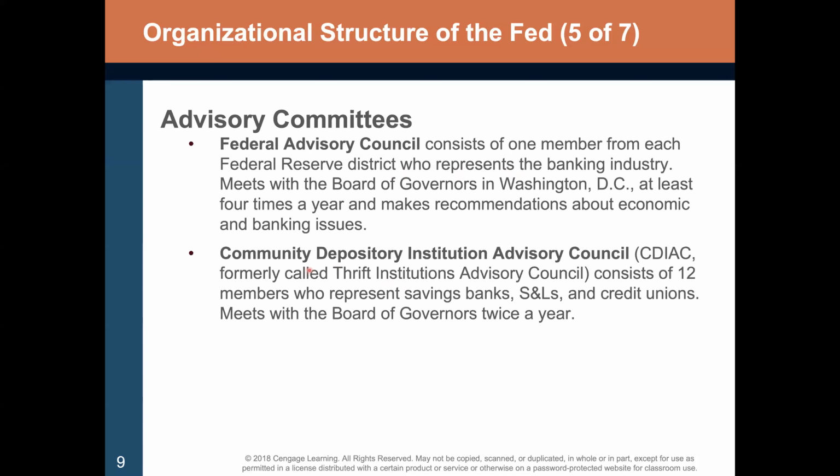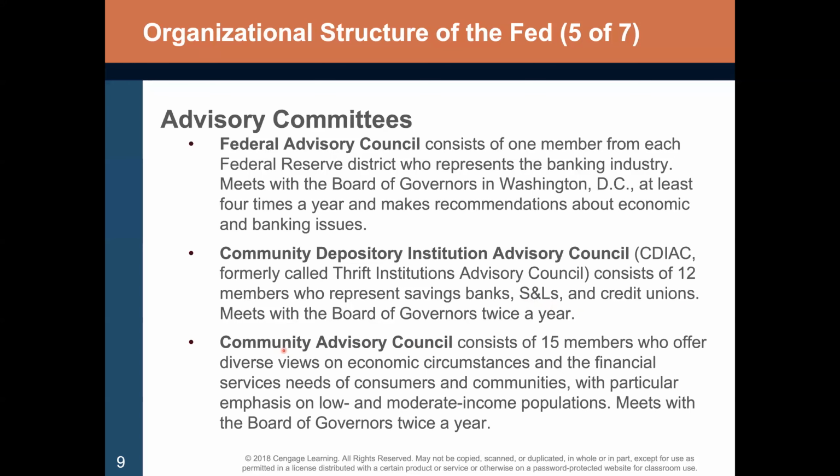There's the Community Depository Institution Advisory Council, formerly called the Thrift Institutions Advisory Council. It consists of 12 members who represent savings banks, S&Ls, the savings and loans, and credit unions. They meet with the Board of Governors twice a year.